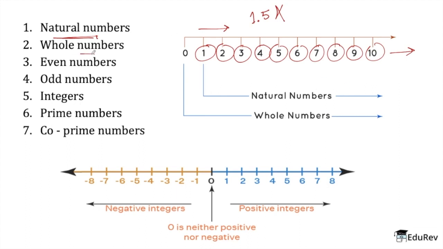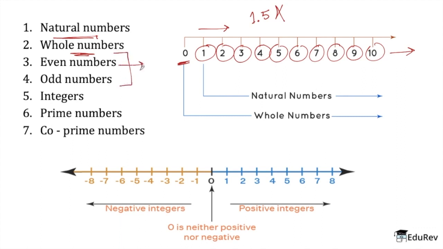Similarly, if I talk about whole numbers, then whole numbers are nothing but when I add 0 to natural numbers. So when I add 0 to natural numbers, that becomes a set of whole numbers. Simple, right? Similarly, when we define even and odd numbers, what do we see?